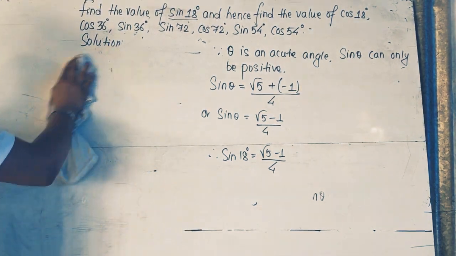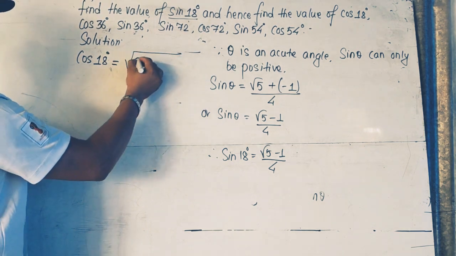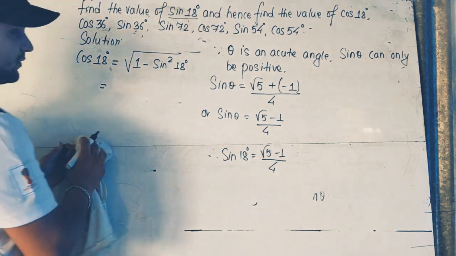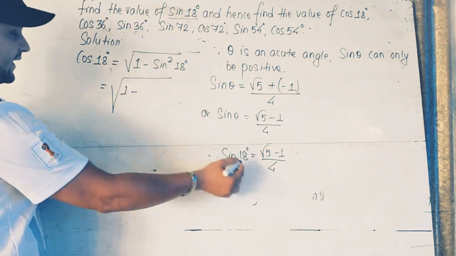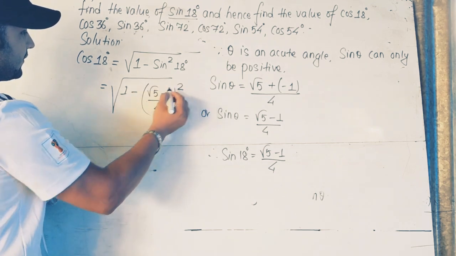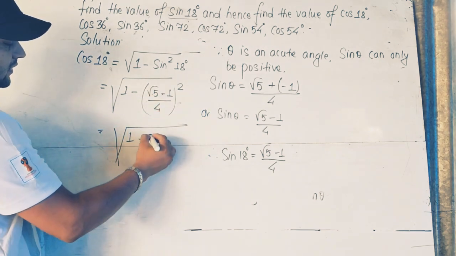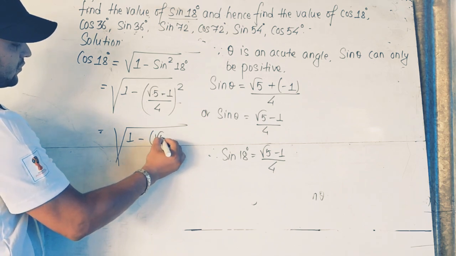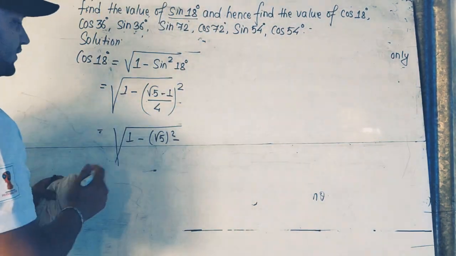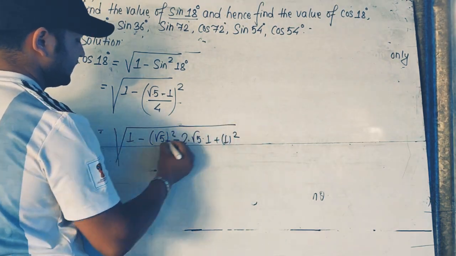Now in order to get cos 18 degrees, we have the formula: root of 1 minus sin square 18 degrees. So now we are going to substitute the value. We have here 1, and for sin 18 we have got the value (root 5 minus 1) by 4, and then we'll square it. So you can apply the formula (a minus b) whole square in the numerator. Applying the formula, you will have a square minus 2ab plus b square, and in the denominator you have 4.